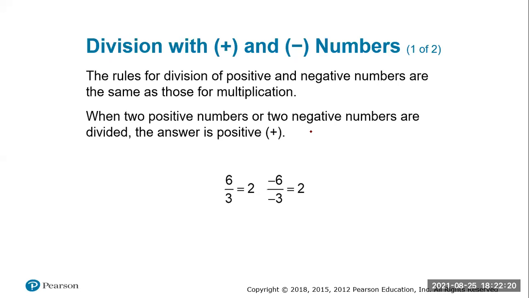If you divide two positive numbers, you do get a positive number. And if you divide two negative numbers, you get a positive number as well. You divide a negative and a positive, you get a negative number as well. Let's talk a little bit about fractions, for example, here.